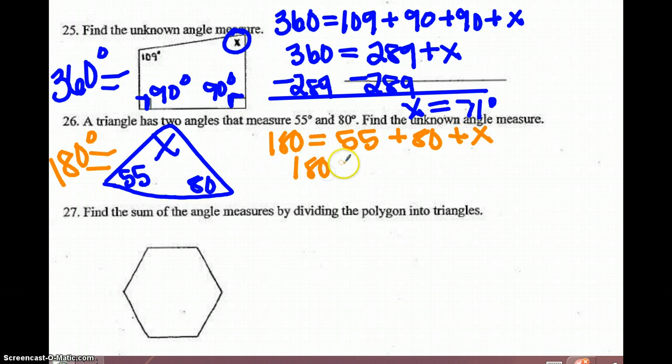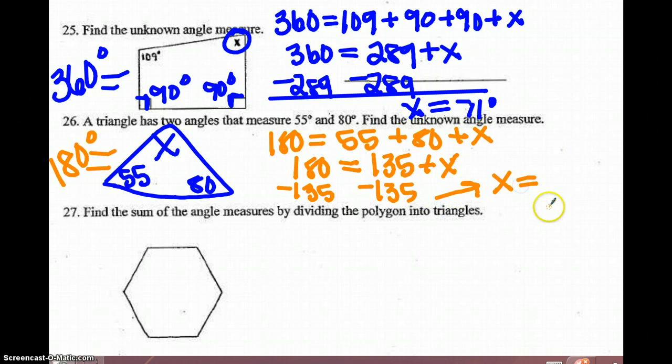And then I simplify this, 180 equals 135 plus x. And I'm solving for x, so I need to subtract 135 from both sides. Okay, and I'm left with x is equal to 45 degrees. Okay, so my missing angle is 45 degrees.